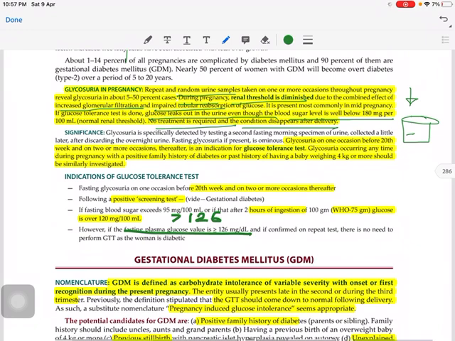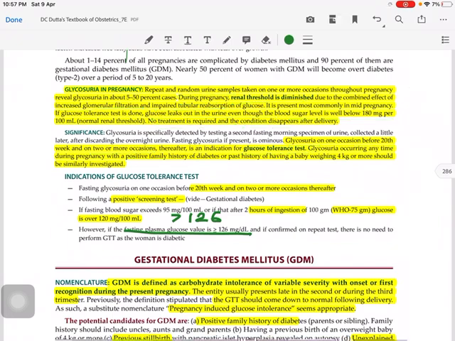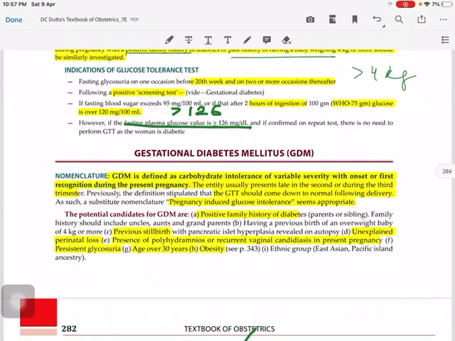Okay, so when can glycosuria be suspicious? If it is positive before the 20th week or on 2 or more occasions, then we have to do a glucose tolerance test, which is the screening as well as the diagnostic test. We can also do this when we have a positive family history for diabetes or a past baby that is macrosomic, more than 4 kg. Okay, then we have our OGTT test.